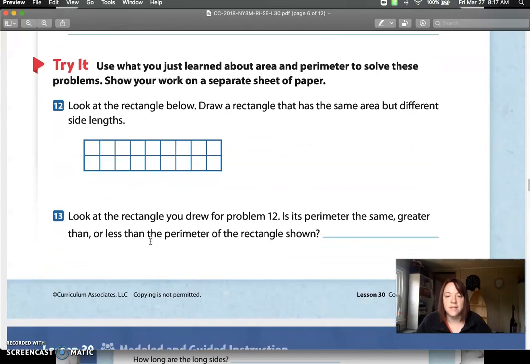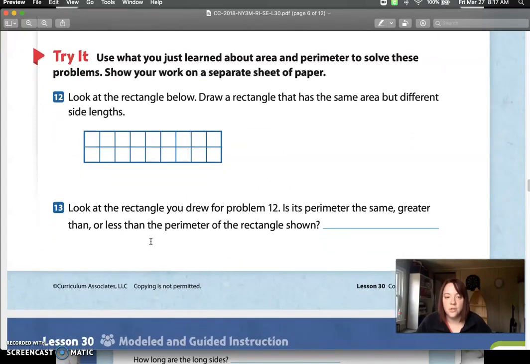Use what you just learned about the area and the perimeter to solve these problems. Show your work on a separate sheet of paper. You can show it on a piece of paper, you can show it in a journal, anything like that. Do what you like, okay? Okay, so let's look at the rectangle below. Draw a rectangle that has the same area but different side lengths.